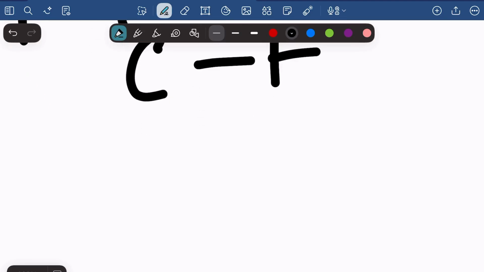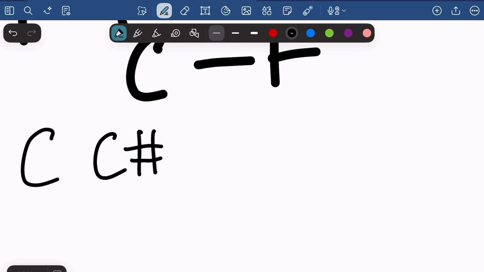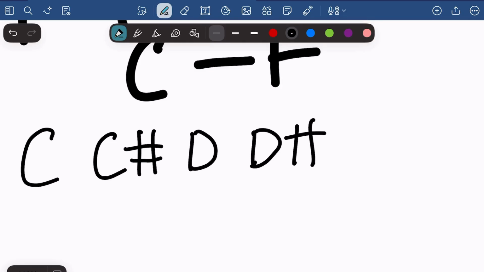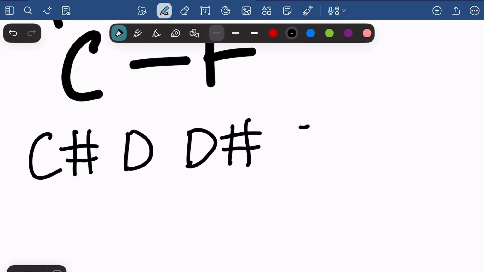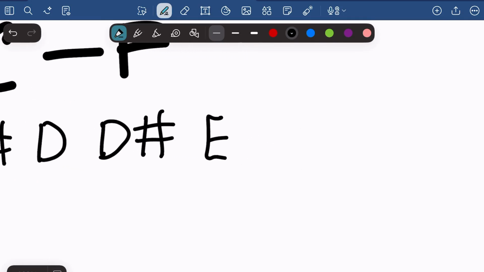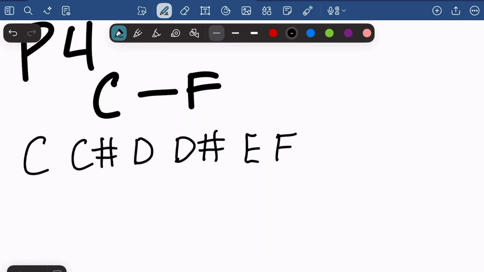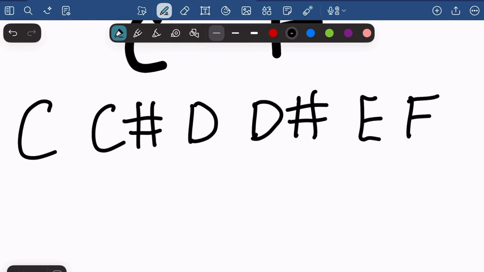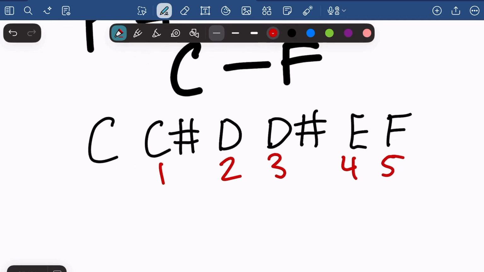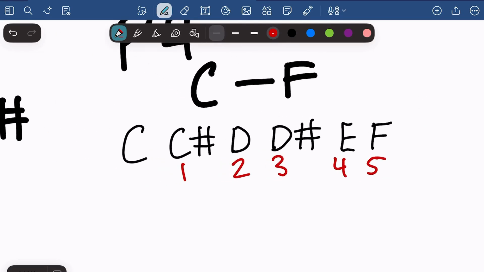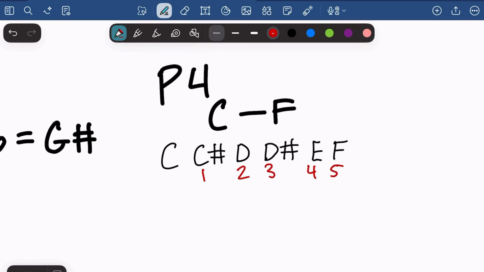Since we start on C, we're going to keep going down. C, after C we have C sharp. After C sharp we have D, then D sharp. Then we have E, and remember we don't consider E sharp, so we have F next. And then if we count the number of letters right after the first one, so we don't count the first one, we have 1, 2, 3, 4, and 5. And that is how we know how many letters are between C and F, and how we know this is a perfect fourth interval.